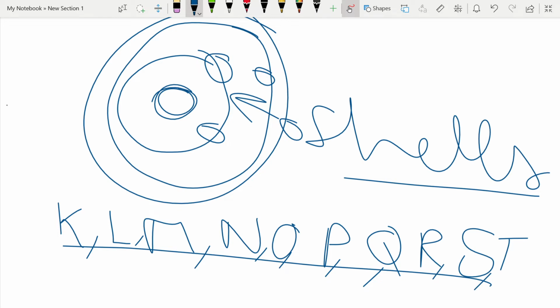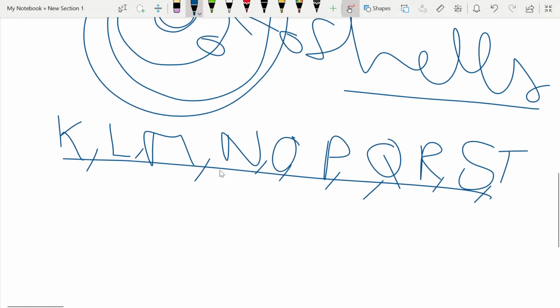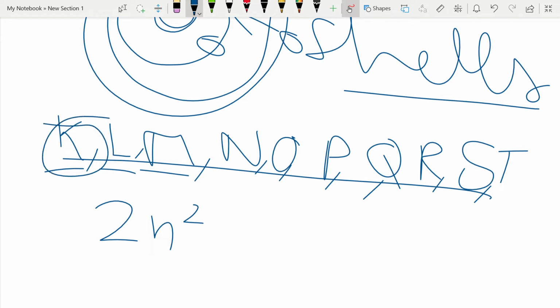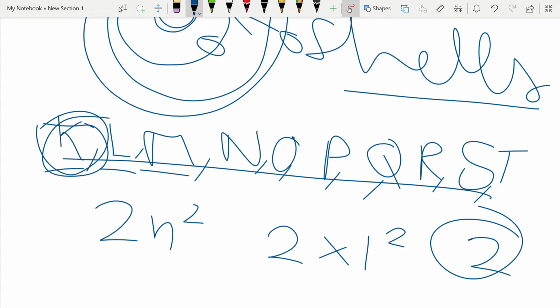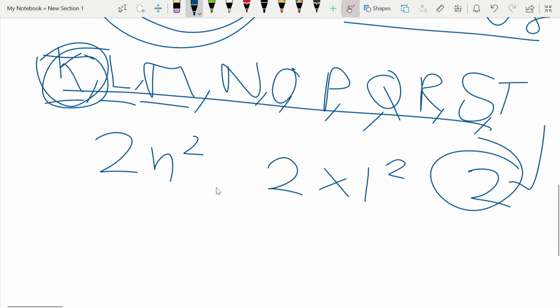Now, they have a capacity. The capacity can be written down as 2n to the power of 2. n is the number of the shell, meaning if it's K, K is the innermost shell, meaning 1, right? The first shell. So it's going to be 2 times 1 square, which is 1. So 2 times 1 is 2. Meaning how many electrons can K hold? It can hold 2.